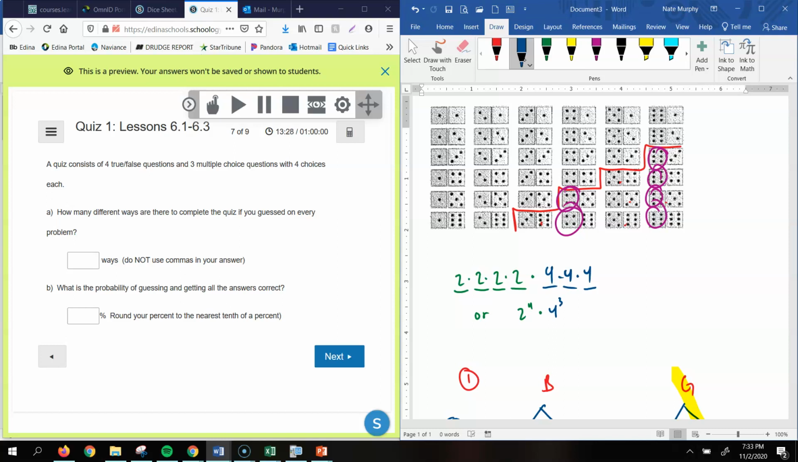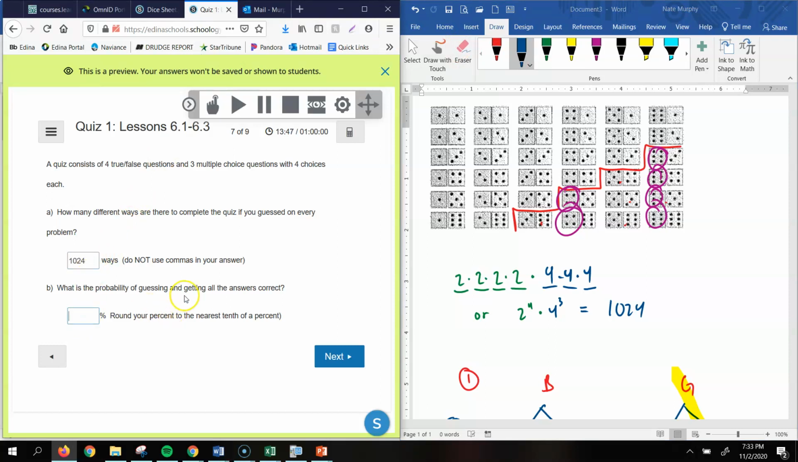So again, the base represents the number of choices. The exponent represents the number of outcomes. So we'd have 2 to the 4th times 4 cubed. And when you do that, you get 1,024 different ways you can complete the quiz. So no commas, just type in 1,024.